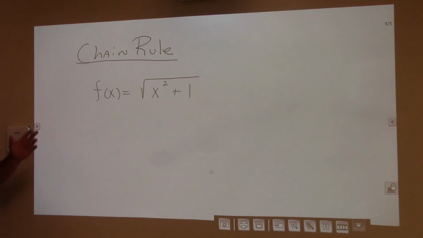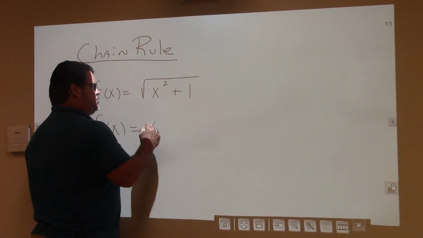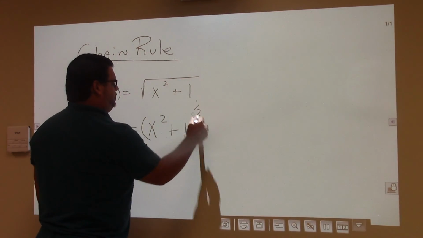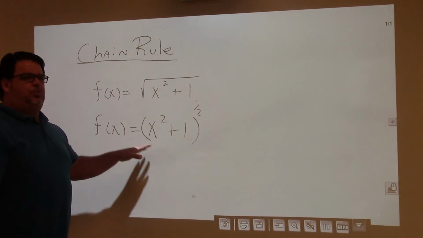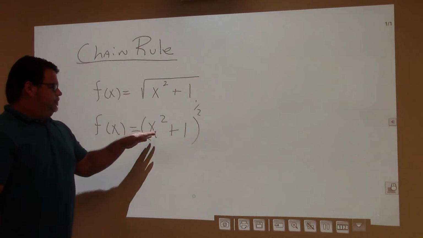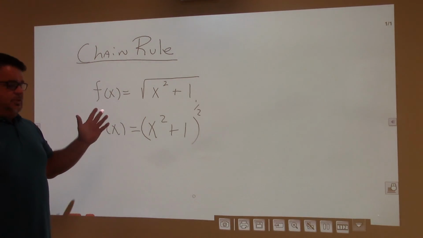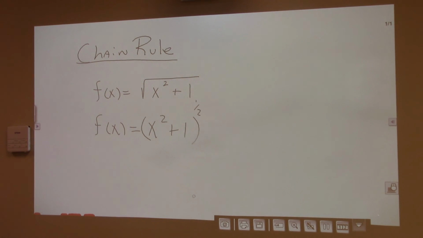All right, now of course, if you see a radical, the first thing you say is radicals in calculus don't mix. So you rewrite it. F of x is equal to x squared plus 1 to the 1/2 power. Okay? Now this is what the chain rule looks like. When you see a binomial or a trinomial or whatever, usually it's a binomial, to a power, you're going to use the chain rule because you have no other way of doing it.